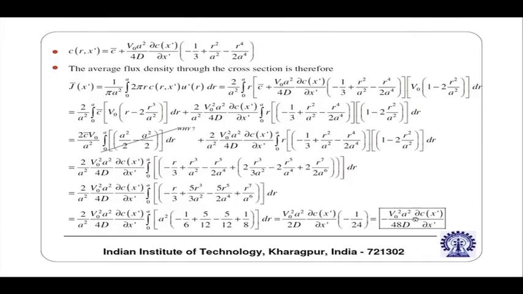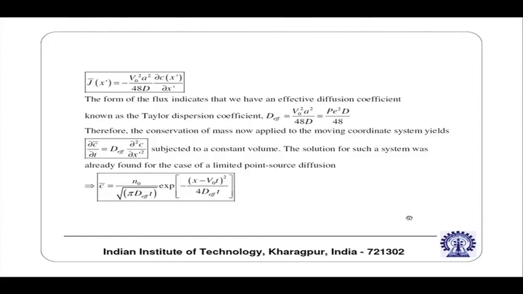Okay. So this J, now had it been pure diffusion, you can write the diffusion flux as an effective coefficient times the concentration gradient, right. So this term V0 square A square by 48 D becomes an effective coefficient which is called the dispersion coefficient. It takes the combined effect of advection and diffusion into account to give an equivalent picture based on diffusion in a moving reference frame. So this J relates to Fick's law, J is equal to minus D effective into the concentration gradient. Here you have D effective equal to V0 A square by 48 D, which is Peclet number square D by 48.